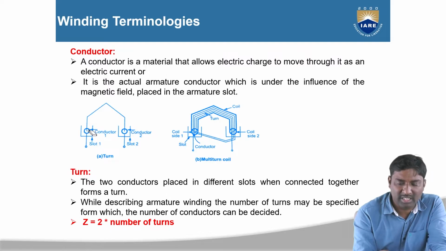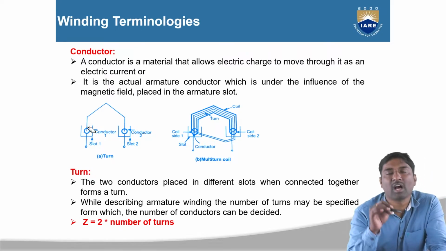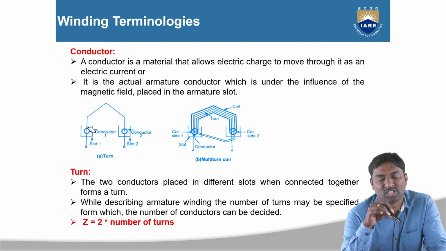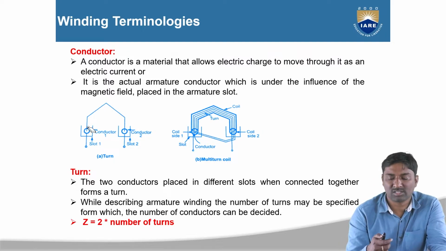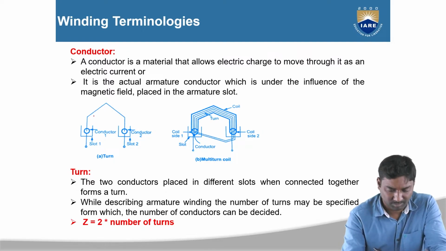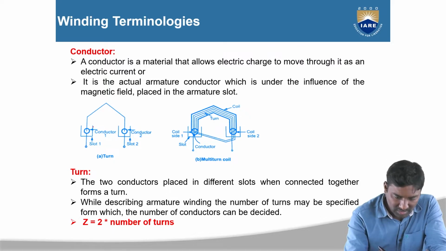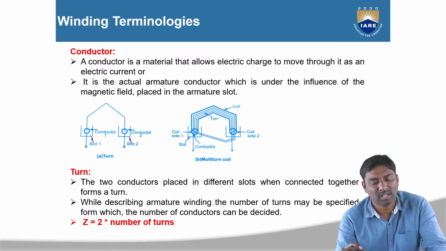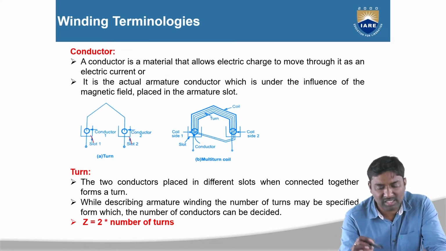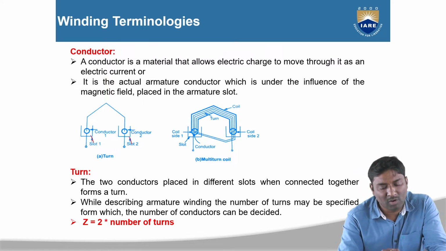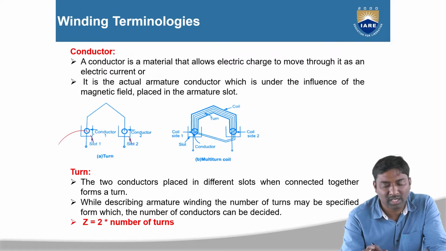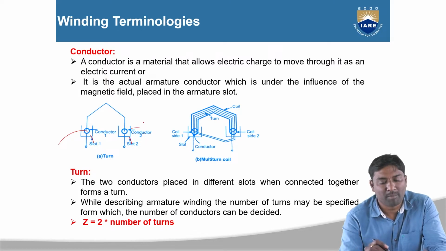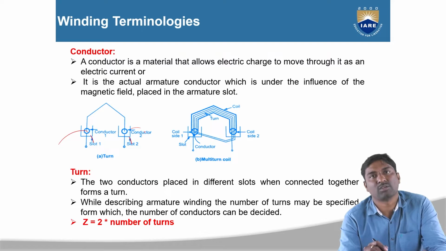The conductor is a material that allows the electric charge. Now, this is slot 1 and this is slot 2 that I am taking here. In these two slots, how many conductors am I placing? Two conductors I have placed here. I placed conductor 1 in slot 1 and conductor 2 in slot 2.